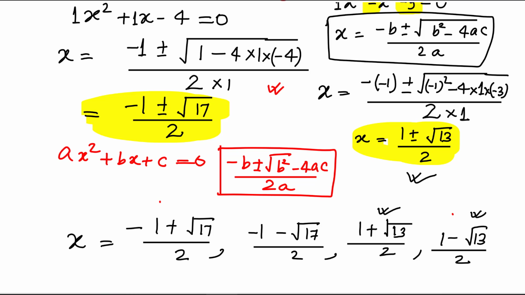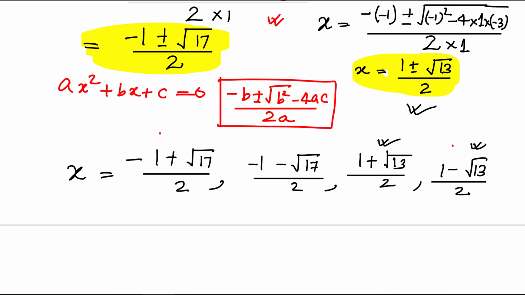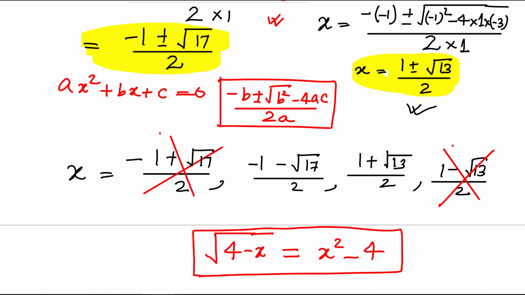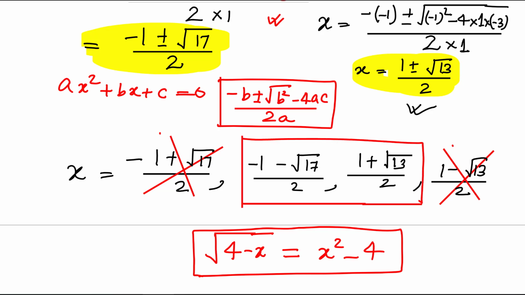Finally, we have to check whether these solutions satisfy the original equation or not. So what was the original equation? The original equation is under root 4 minus x is equal to x square minus 4. So this was the original problem. We have to plug these roots into this equation and check whether they satisfy or not. If you check, you will find that this solution and this solution do not satisfy this equation. So these are the 2 possible solutions for this equation.